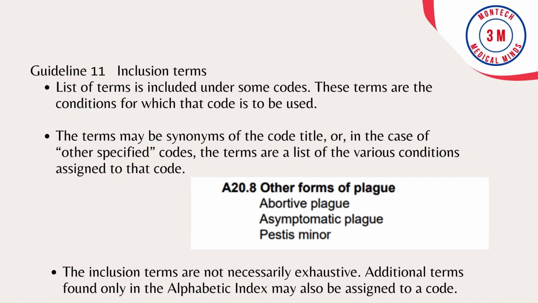Guideline 11: Inclusion Terms. A list of terms is included under some codes. These terms are the conditions for which that code is to be used. The terms may be synonyms of the code title, or, in the case of other specified codes, the terms are a list of the various conditions assigned to that code. The inclusion terms are not necessarily exhaustive. Additional terms found only in the alphabetic index may also be assigned to a code.